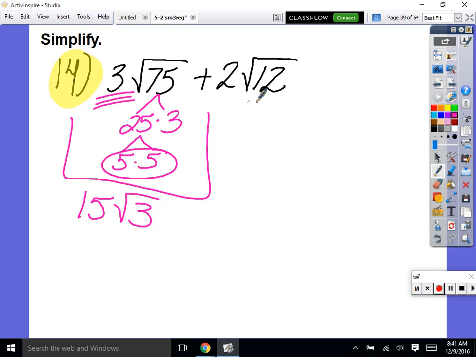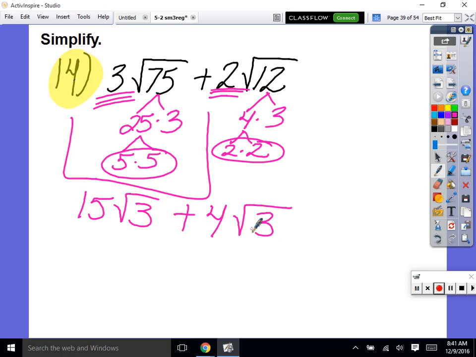Let's move on to this one. 4 times 3. 4 breaks down into 2 times 2. So we'll pull out a 2. There was already a 2. So we have plus 4 square roots of 3, correct? So now you say to yourself, now that I simplified, are they like terms? Yep, 15 plus 4 is 19. So our final answer is 19 square roots of 3.